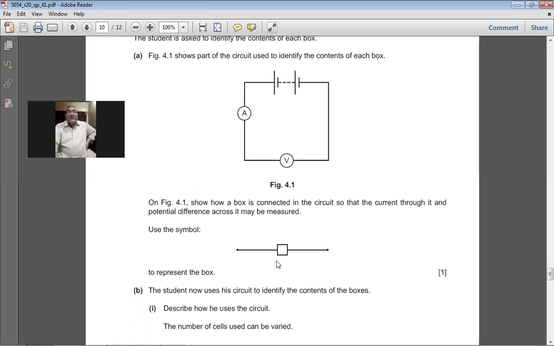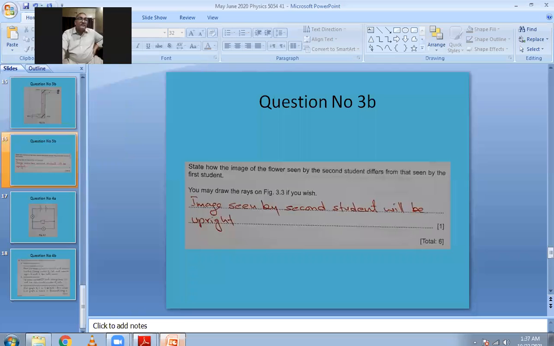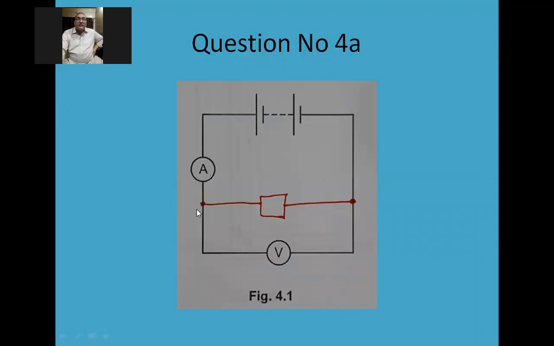So how will I put this box? I will take this and I will put it here. So you put that box like this because this voltmeter will be parallel to this and the current will flow from here. So the ammeter will be able to read how much current is flowing through that component.